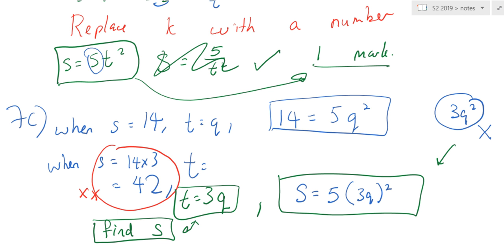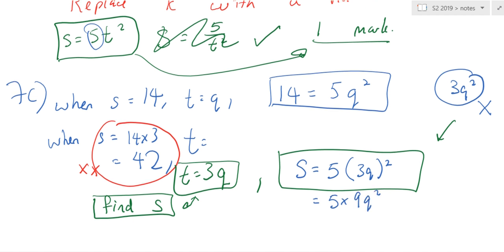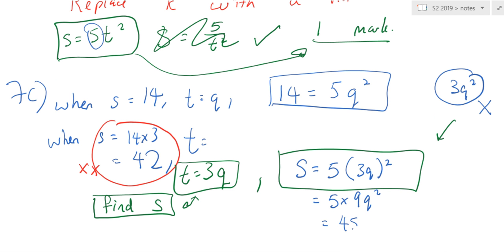Understand? Okay, let's continue here. What is this equals to? 5 times 9q square. And this is equals to 45q square. Why the s? Why the s not 14? Because read the question say, what is the vertical distance? Do you read? What is the vertical distance? That means they ask you, what is the s? So s is not 14 anymore. Do you know why s is not 14 anymore?